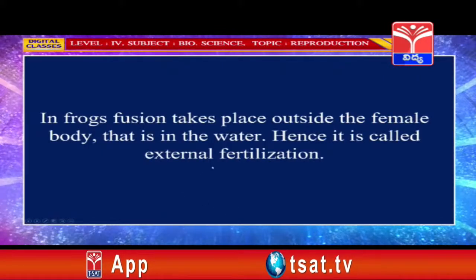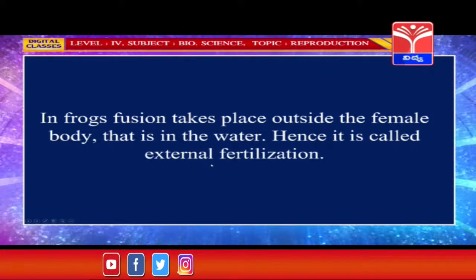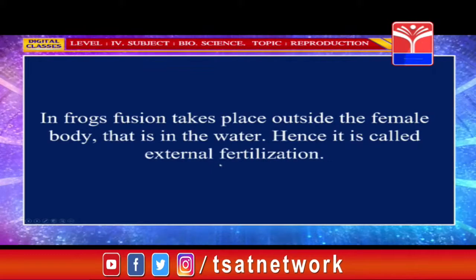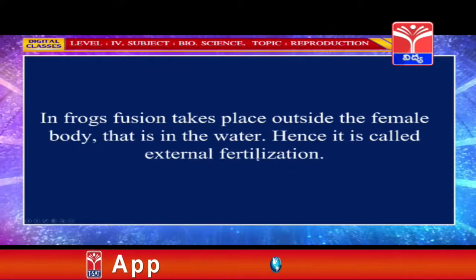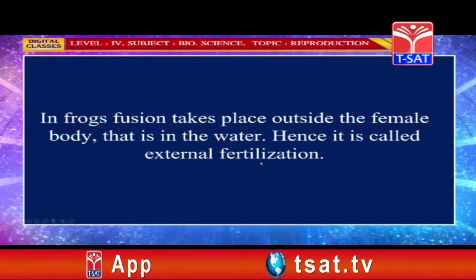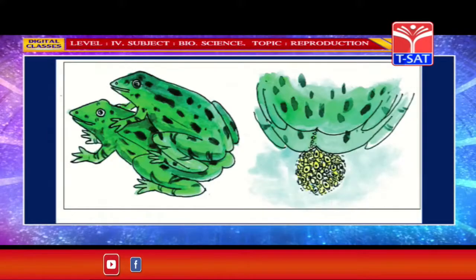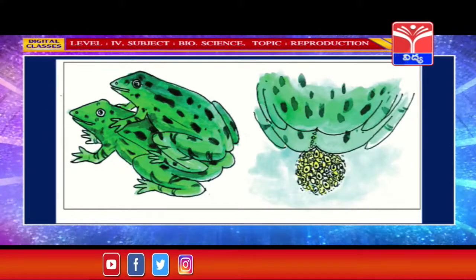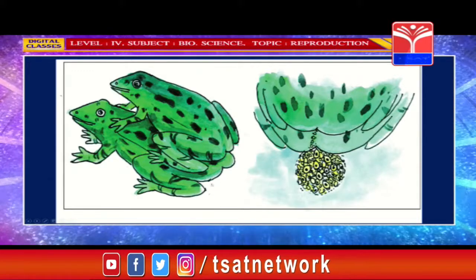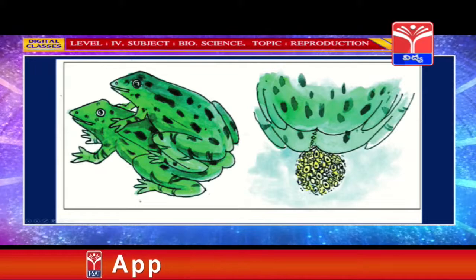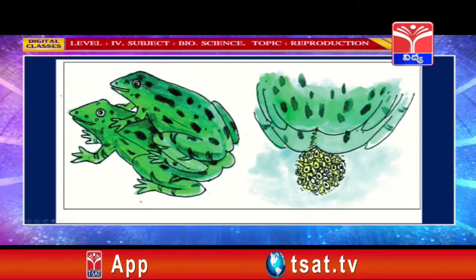In frogs, fusion takes place outside the female body, that is in the water. Hence, it is called external fertilization. If the fertilization takes place outside the female body, it is called external fertilization. At the time of mating, the male frog releases sperm cells and the female frog lays eggs into the water. Fusion takes place in the water, that is outside the female's body. Hence, it is called external fertilization.